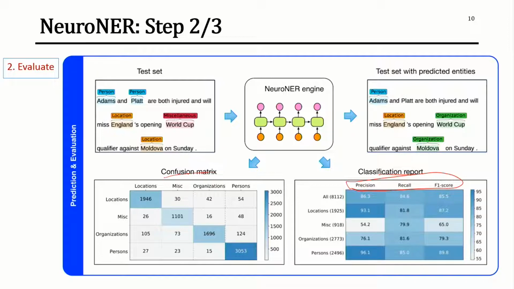For example, we give this input, and as a result, we know what information is represented in this input. For example, we have the person name Adam, and we have World Cup, which is an organization, and we have also information like the location and organization appearing in this sentence.